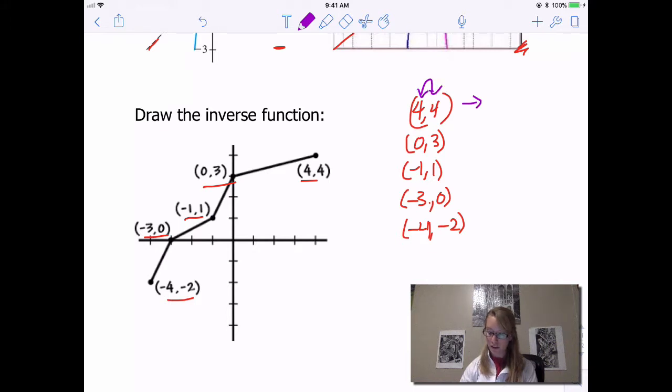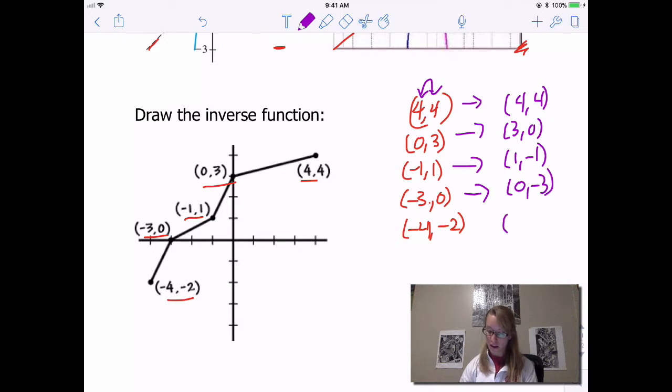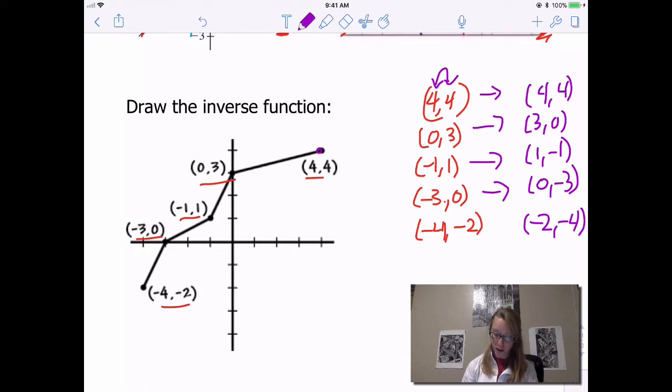So this will be (4, 4). (0, 3) will become (3, 0). (-1, 1) is (1, -1). (-3, 0) is (0, -3). And (-4, -2) is (-2, -4). Notice I didn't change the signs, I only changed the order of x and y. So (4, 4) actually is in the same spot. (3, 0) is right here. (1, -1) is right here. (0, -3). And (-2, -4).